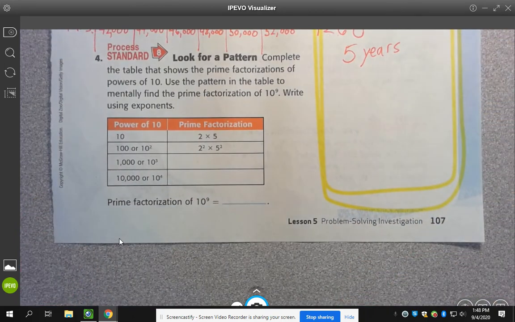All right, last one. Complete the table that shows the prime factorizations of powers of 10. Use the pattern in the table to mentally find the prime factorization of 10 to the 9th power. Right, using exponents. So we're looking for patterns here, guys.